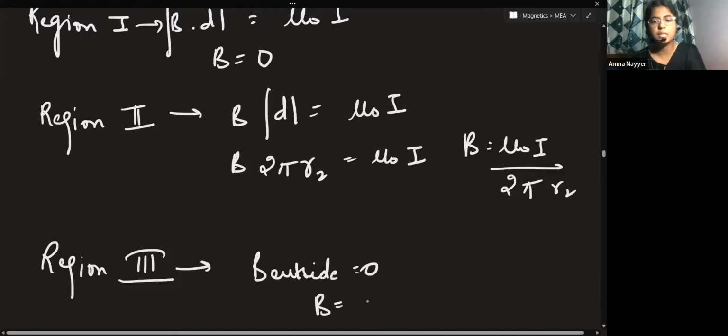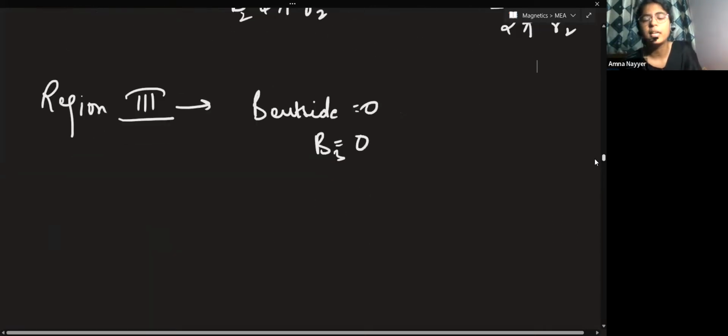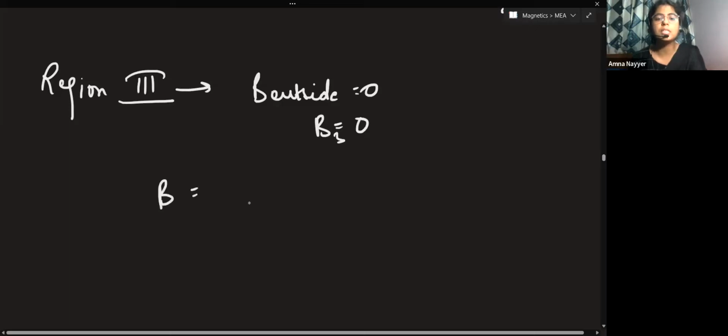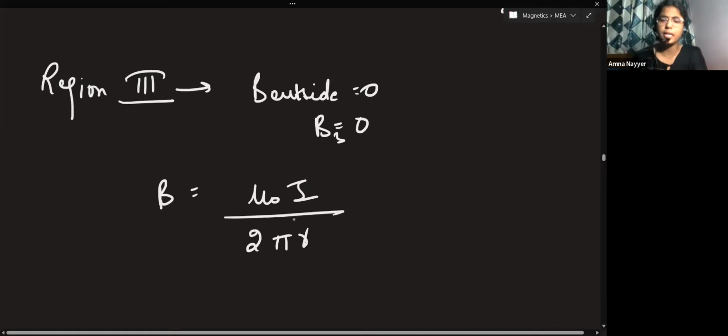So this is B1, this is B2, this is B3. Now the net magnetic field will be the sum of all these. First and third are 0, so the total magnetic field will be the second one. Since we have only a single magnetic field left at the end, let's not write it as 1, 2 or 3; let's directly write it as B. So B is equal to mu naught I divided by 2 pi R.